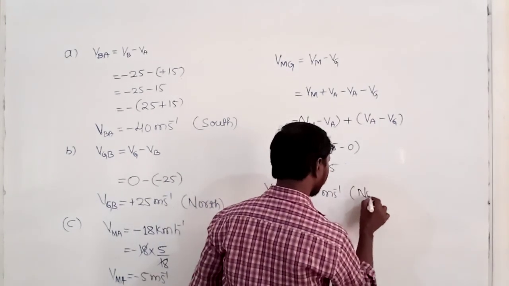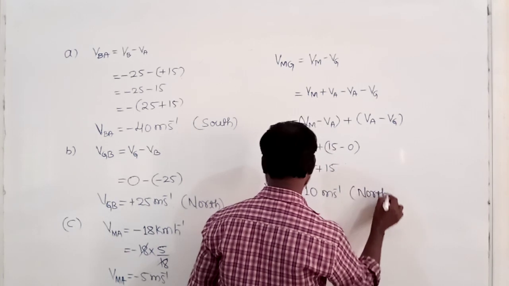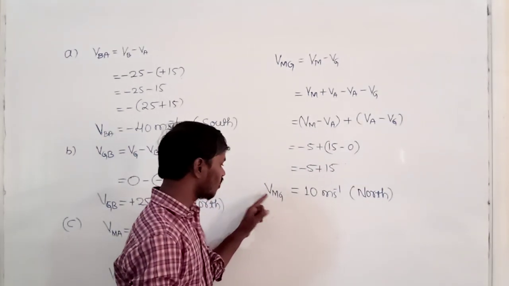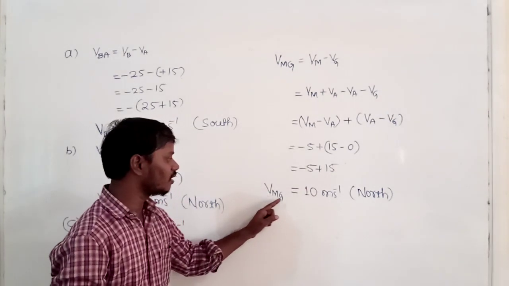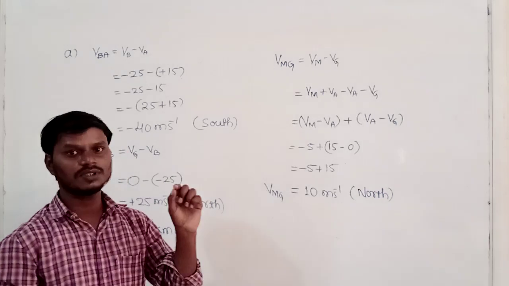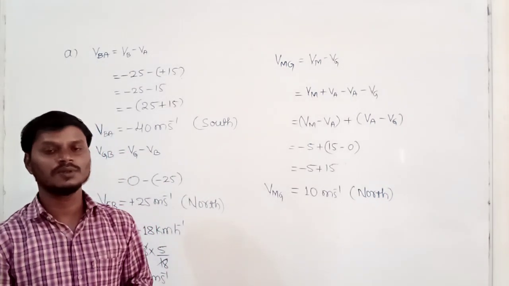So what is the relative velocity of the monkey with respect to the ground? That is 10 meter per second. And what is the direction of the relative velocity of the monkey with respect to the ground? That is north. So this is about the question related to relative velocity.